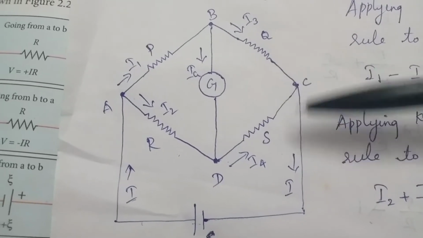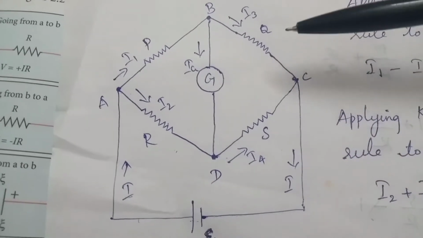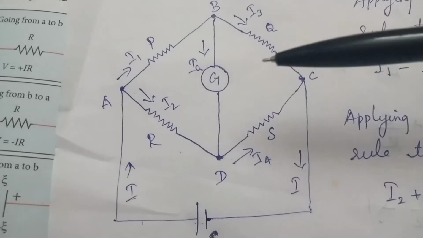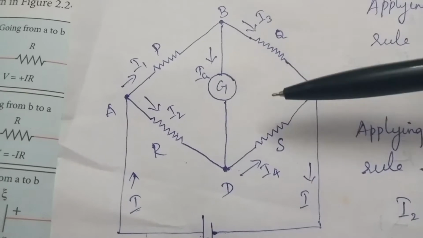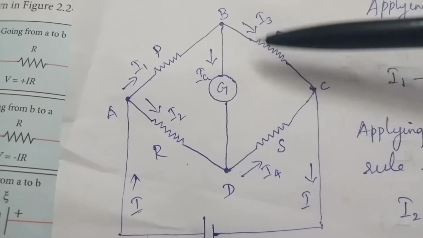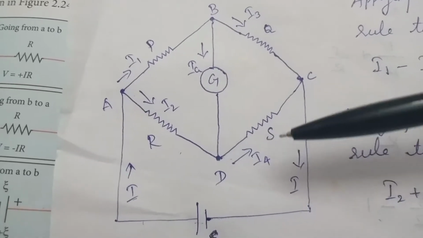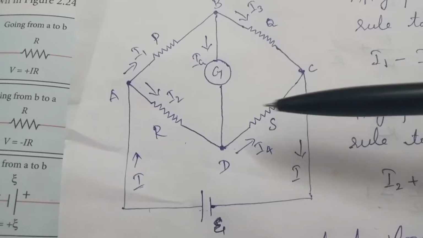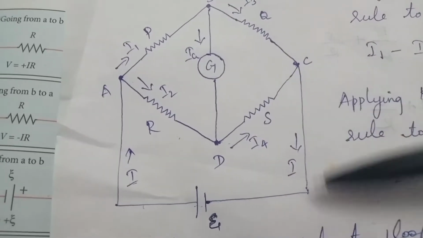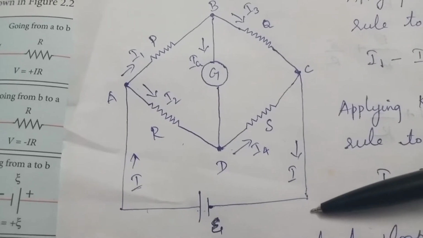So P, Q, R and S are the resistors, and the terminals that we connected are A, B, C and D. And the galvanometer is connected between terminals B and D. So this is the circuit connection, and also terminals A and C are connected to the potential difference.